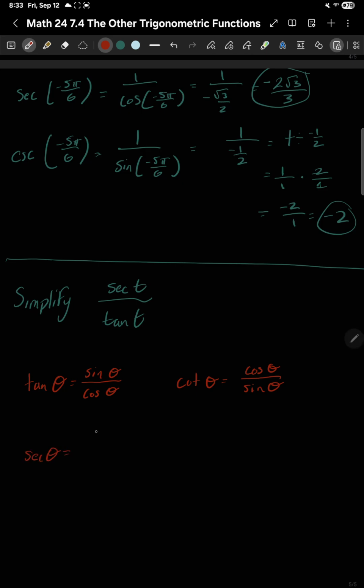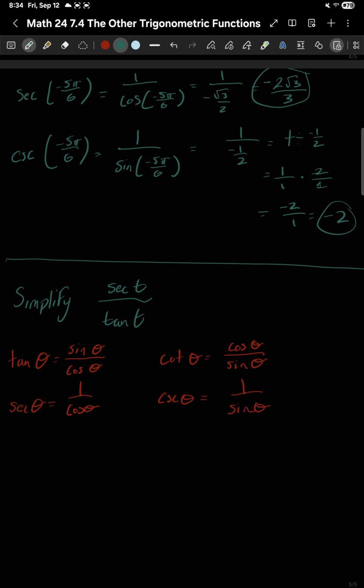Secant of theta is equal to 1 over cosine of theta, and cosecant of theta is equal to 1 over sine of theta. So with the secant part, I'm going to resize this a little bit. We have secant of t over tangent of t, and we can rewrite secant as 1 over cosine of t, and tangent of t as sine of t over cosine of t.